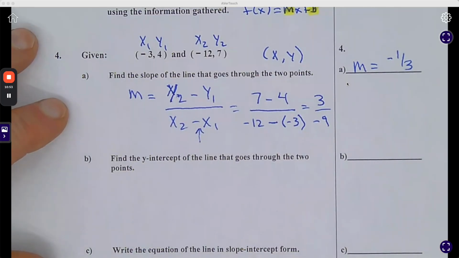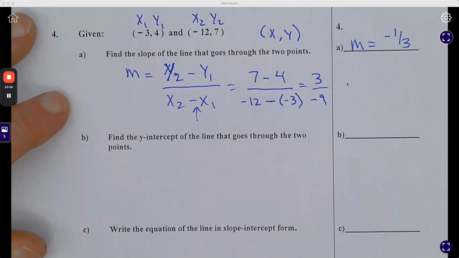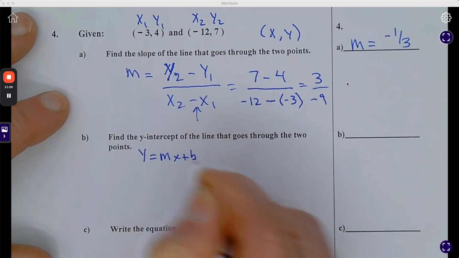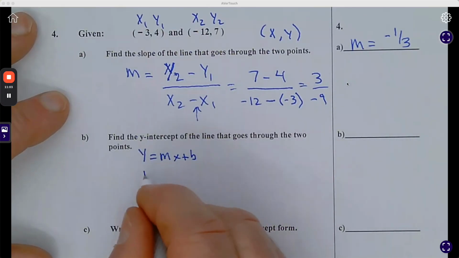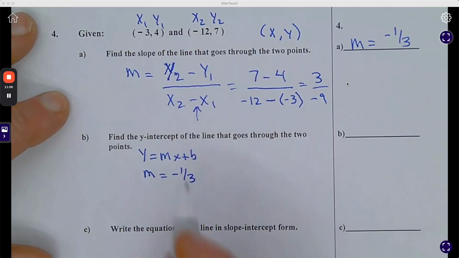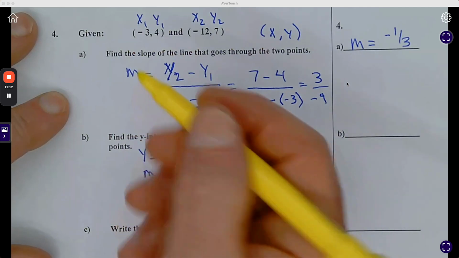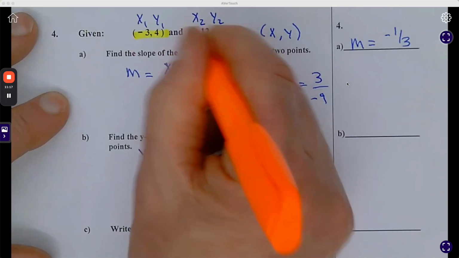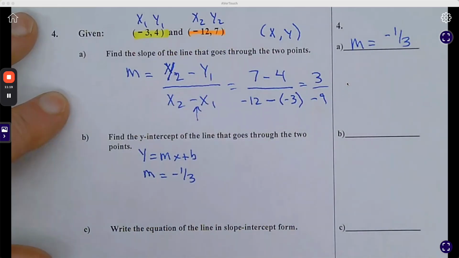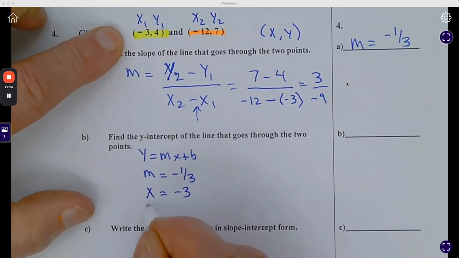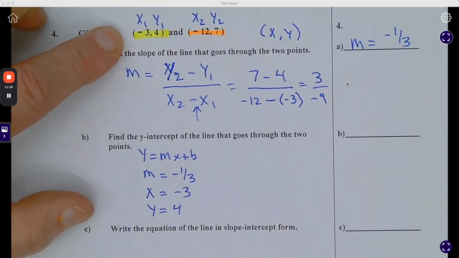Okay, now we have to find the y-intercept. This is the same every time. You go to y equals mx plus b, and you identify these 3 things. You identify the slope you just found. Then you identify an x and a y, and the x and the y come from here. It's either that x and y or that x and y, so pick one of them. I'll pick the first one. So x is going to equal negative 3, and y is going to equal 4.